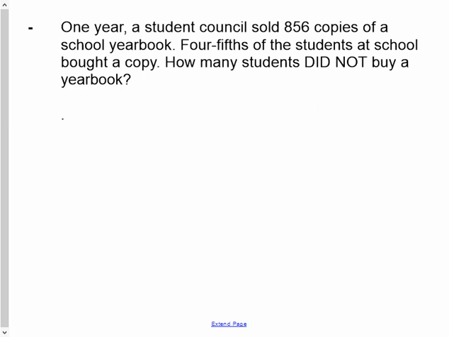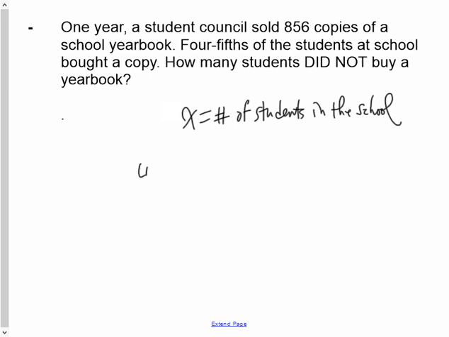One year, a student council sold 856 copies of a school yearbook. 4/5 of the students at the school bought a copy. So how many students did not buy a yearbook? So the first thing is X equals number of students. It's a little bit different than the last one, in the school. X is going to equal the number of students in a school. So 4/5 of all the students is going to be 4/5 multiplied by X, or the number of students. So 4/5 times X is the number of students who bought a yearbook, and that is going to equal 856 students. Okay?